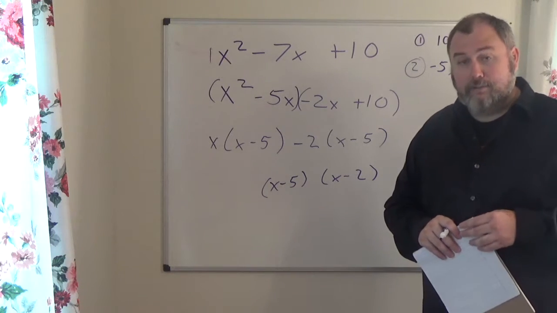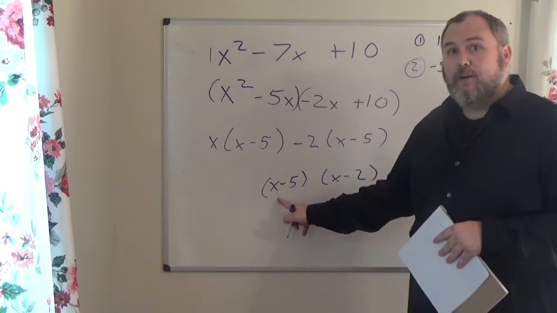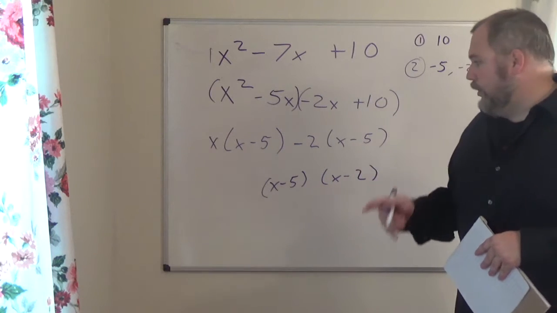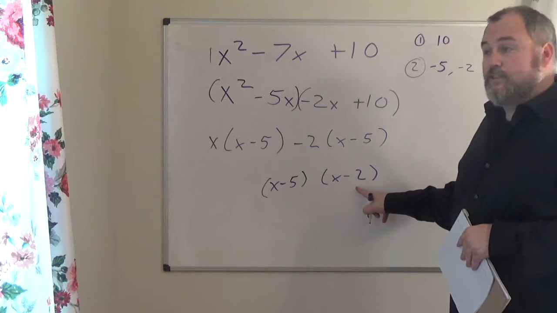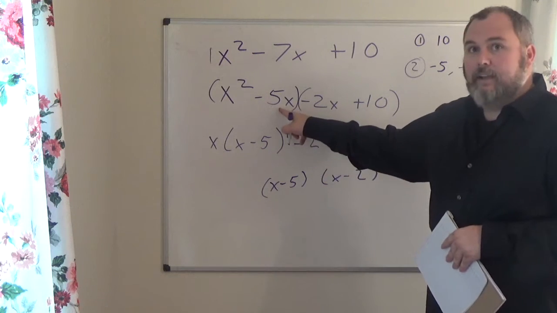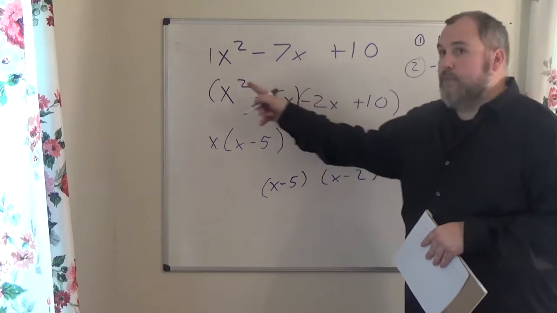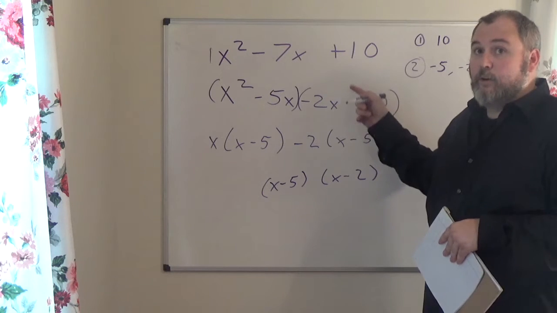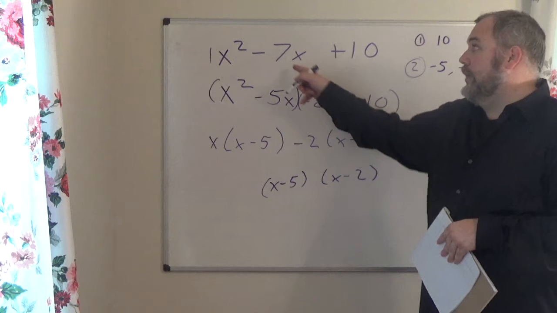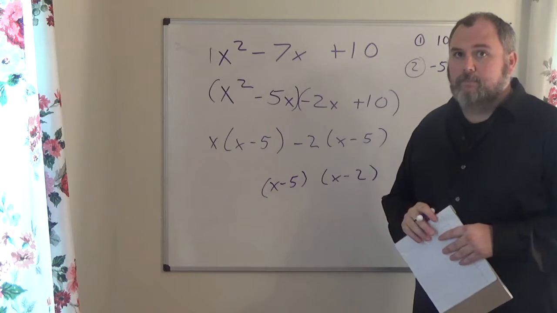Can we prove this? Of course, by double checking using the FOIL method. Well, first, x times x is x squared. Outer, x times this gives me minus 2x. Inner, minus 5x. Last, positive 10. Did it match this? Yes. Does this, when added together and simplified, come back to this? Yes, it does, because minus 5x minus 2x gives me my minus 7x. So this all matches back up.